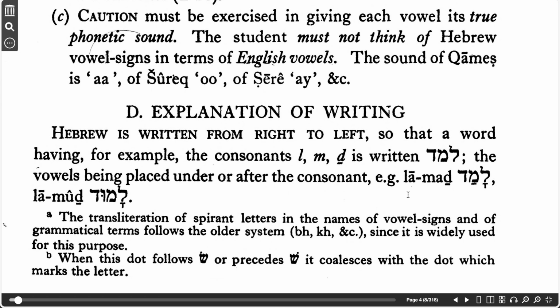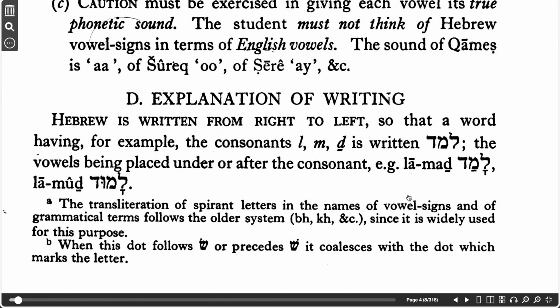Here's an explanation. This is letter D. Hebrew is written about how you write these letters. Hebrew is written from right to left, so that a word having, for example, the consonants L, M, D, Lamed, Mem, Dalet, the vowels being placed under or after the consonants. So it would look like that. That is the way it looks. These are the consonants from right to left, and then you have the vowels pointing under it.